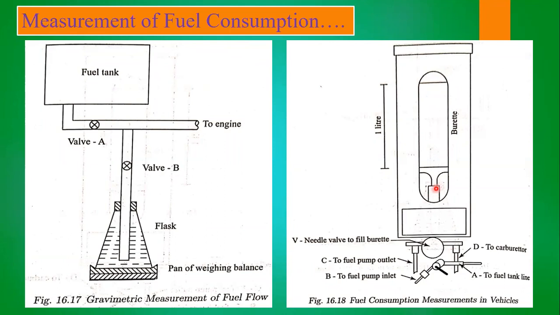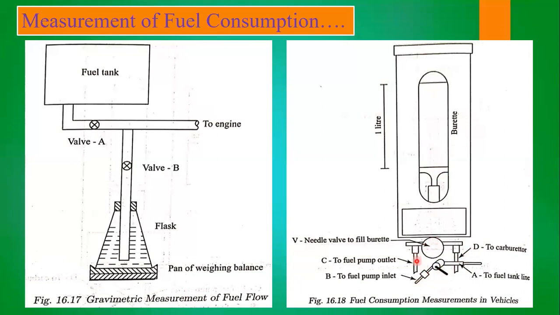So here, first of all, this is a burette with a capacity of 1 liter, and this measurement is going to be in kilometers per liter. So we will fill this burette. This is a needle valve to fill the burette from the fuel tank. This is the fuel tank, and this is the carburetor. From this fuel tank line, we will attach to the needle valve, and from this needle valve the burette is going to be filled.